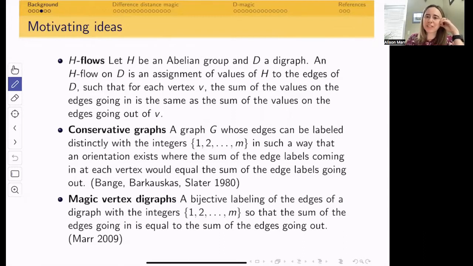And in an H-flow, we usually are assigning labels to the edges. There's no restriction on repeated values in an H-flow. And so at every vertex, the sum coming in should be the same as the sum going out. So it has a similar kind of idea that we're going to be using to help define this definition for us in the directed case.